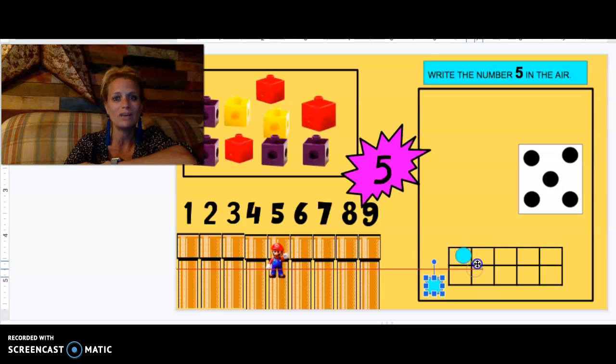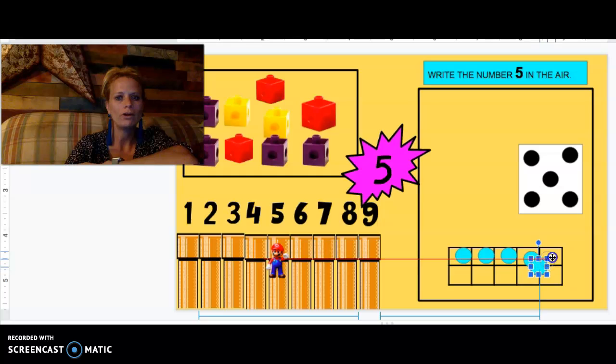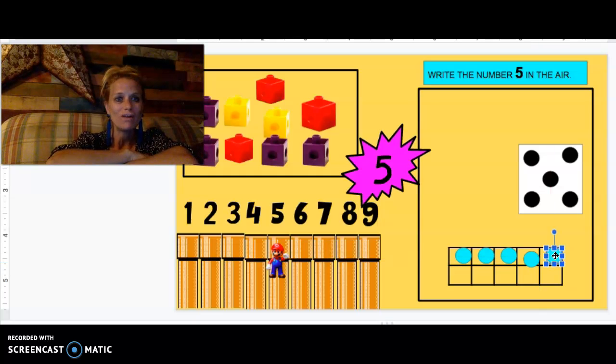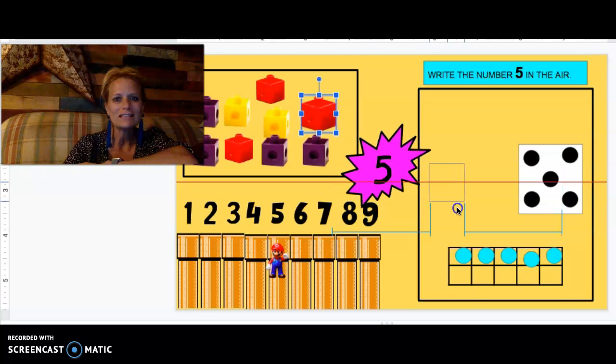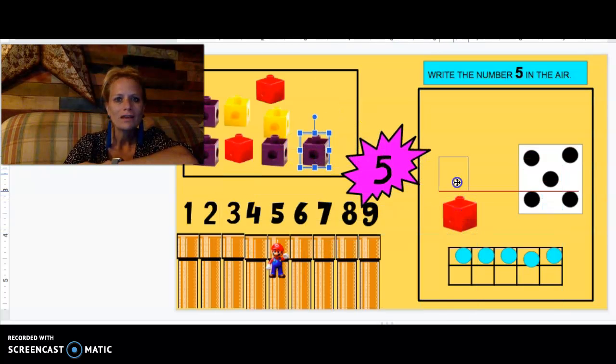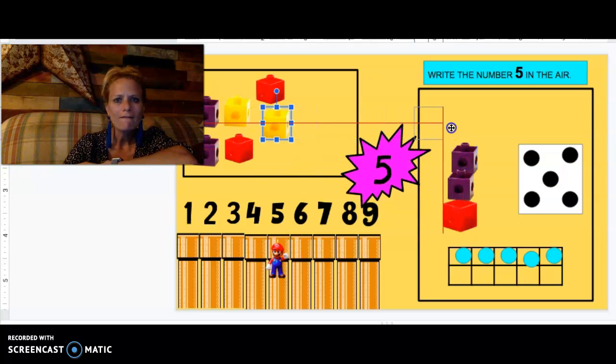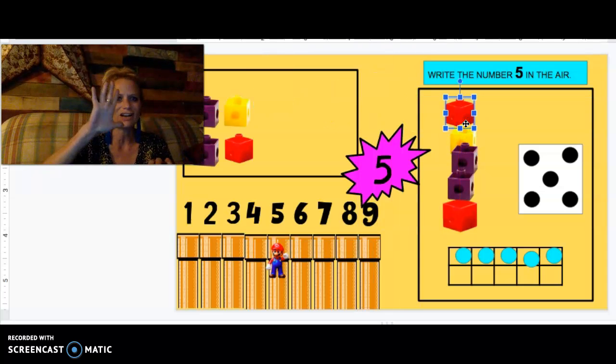So yesterday, when we did 4, we noticed that there was just one more missing from the top row. So what do you think is going to happen today? If that was 4, there's 4. Get that one more. What happened to the top row of our 10 frame? It is all filled up. It is great work. All right, 5 of these. 1, 2, 3, 4, 5. All right, that's our number 5.